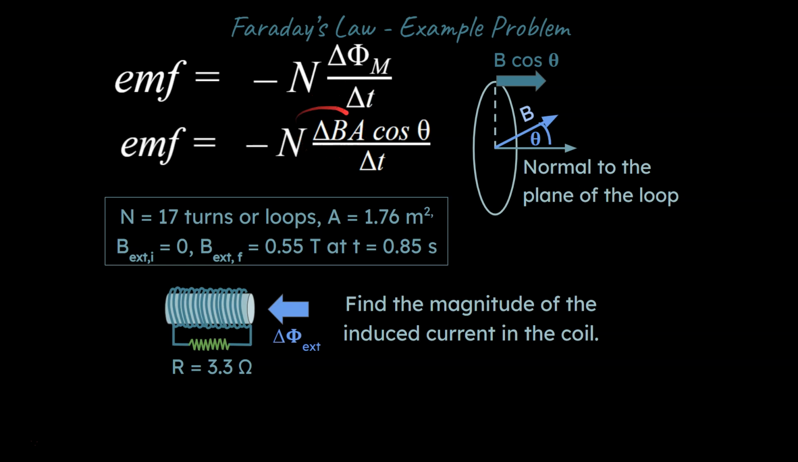Alright, so we have two different versions of the equations up here. Let's say a problem gives us that there are going to be 17 turns or loops.